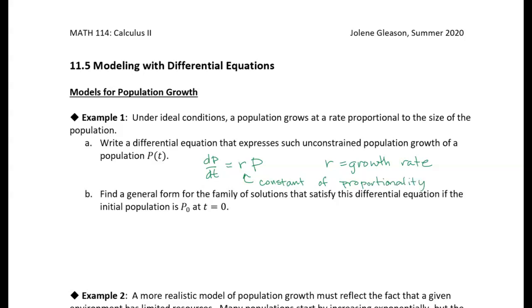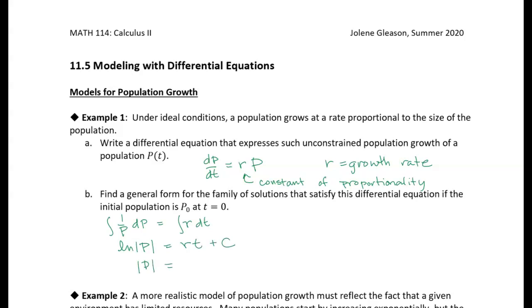All right. So there's our differential equation, and now if we solve that differential equation, what are we going to get? We're going to separate the variables. We're going to get 1/P dP is equal to r dt, and then we're going to integrate both sides. When I integrate 1/P, I get the natural log of P, and on the other side I'm going to get rt and then plus C. All right, so we've done this before. We did this in the last lecture.